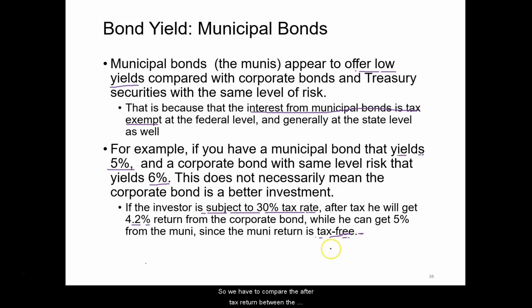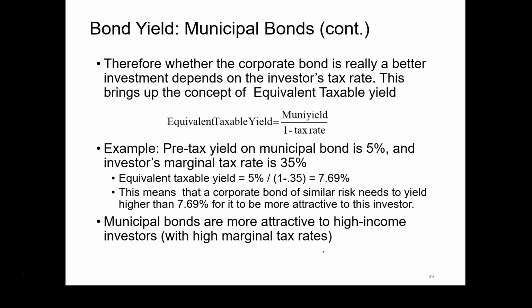So we have to compare the after-tax return between the muni bonds and corporate bonds, and that's why we have to understand the tax implication here. Now we are looking at something called equivalent taxable yield. The formula says the equivalent taxable yield is the yield provided by the muni bonds divided by 1 minus the tax rate. Notice for different investors, this tax rate can be different.